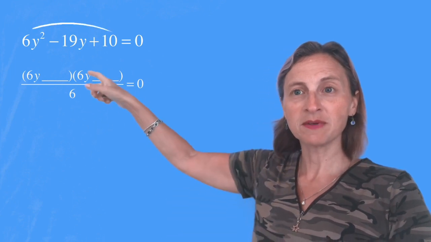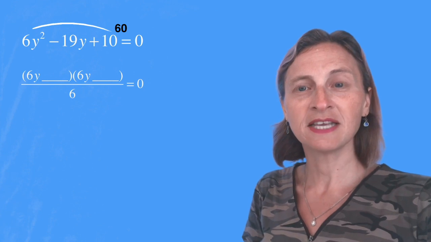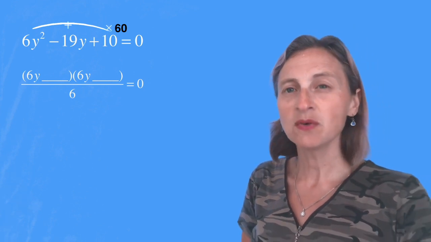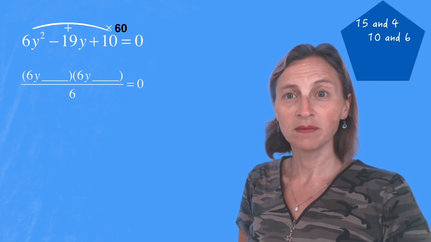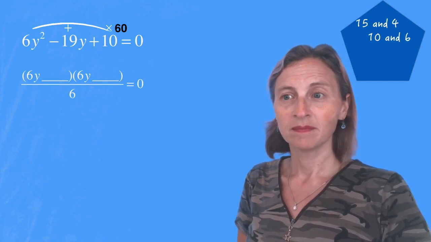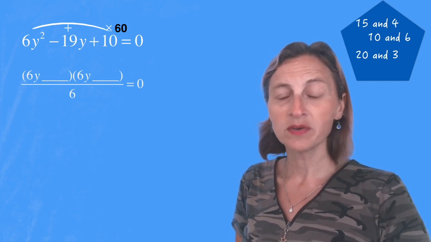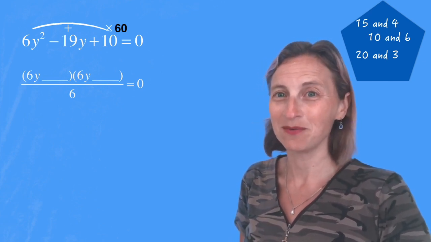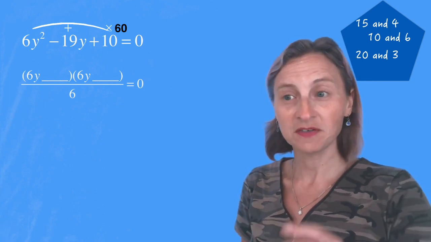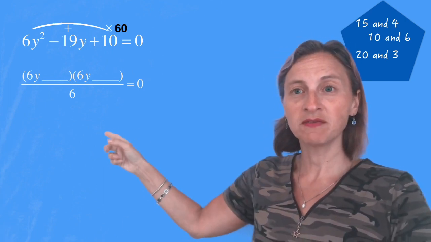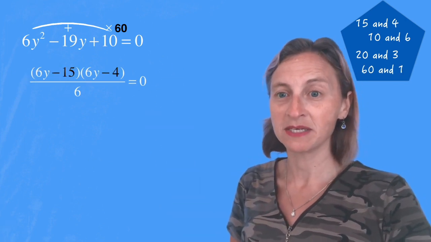We're now looking for numbers that multiply to give 6 times 10 is 60 and adds to give minus 19. So what are the factors of 60? 15 and 4, 10 and 6, 20 and 3, or 60 and 1, of course. Don't forget 60 and 1. So what can we use to add to give minus 19? 15 and 4, great. So minus 15 minus 4 give me plus 60 and also add to give minus 19.